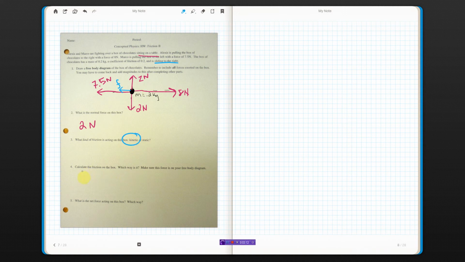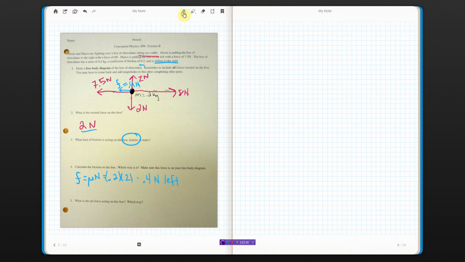Calculate the friction on the box. Okay, friction is mu times the normal force, which is 0.2 times 2. That gives me 0.4 newtons. Make sure, which way is it? That is left. Make sure it's on your free body diagram. So there it is. We're good. I could put the magnitude. Okay, what is the net force acting on this box?